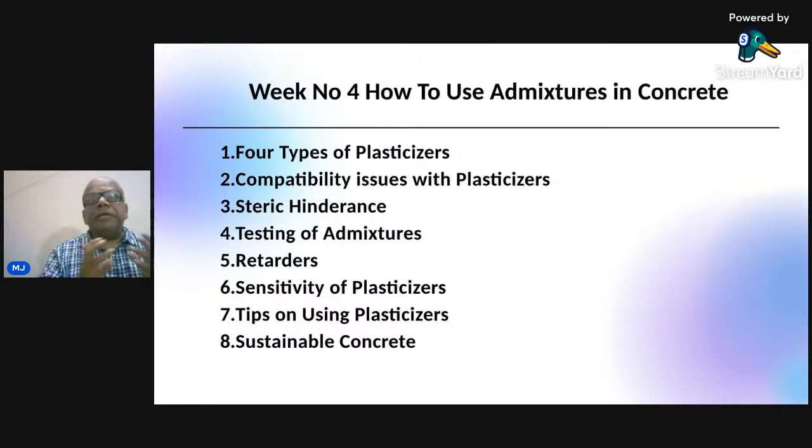Which are the different types of admixtures which are there, and how to intelligently use them? Where should I go for PC? Where should I go for naphtha? What about lignosulfonate? Lignosulfonate has some unique properties, and for which concrete will you prescribe a lignosulfonate? So we'll look into all that and various tips.